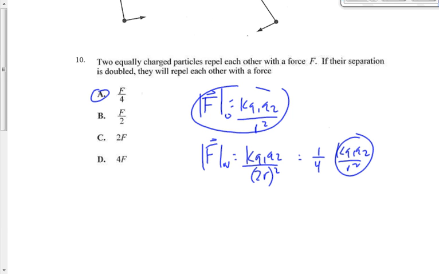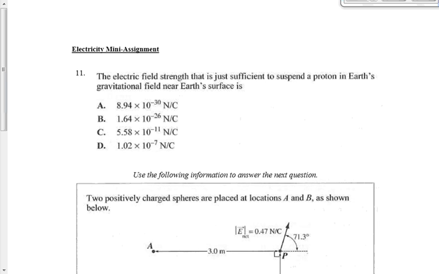Next question, number 11. Okay, another good one here. The electric field strength that's sufficient to suspend a proton. That's a big word, suspend. Hey, so is this actually, because we're used to dealing with the electrons, so I'm going to draw attention to that. Want to suspend a proton.